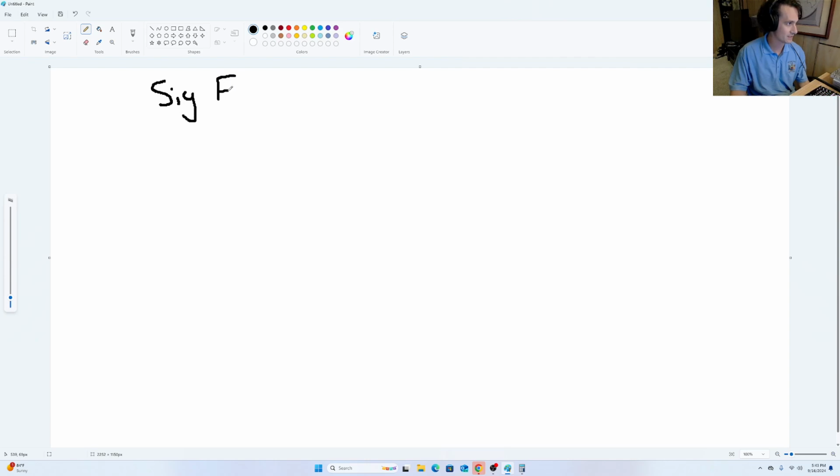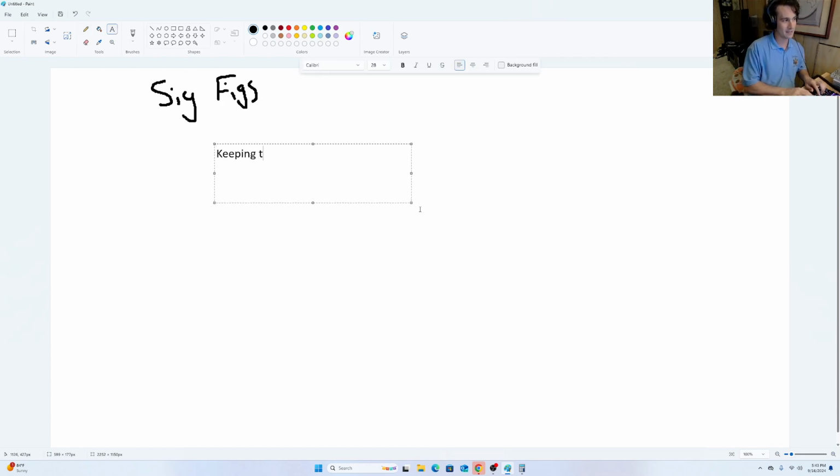Sig figs, just a simplification of significant figures, basically is keeping track of the precision of measurement. In my opinion, this is keeping track of precision in a measurement. That is not the be-all and end-all, but that's really why we do this. That's the reason that we care about significant figures. All right, and you say, well, what are they?